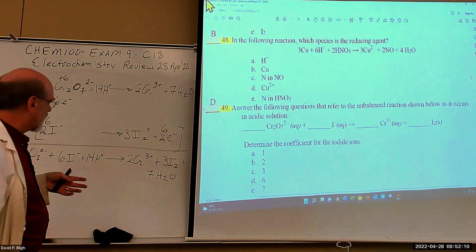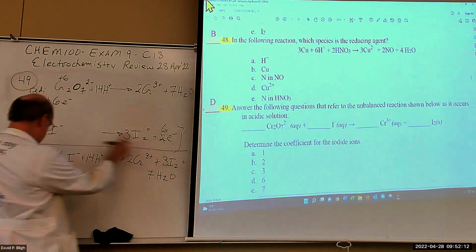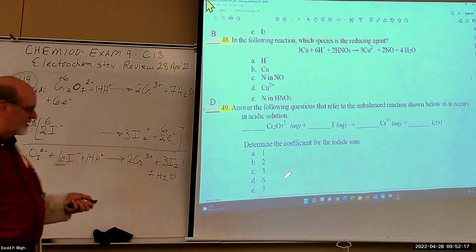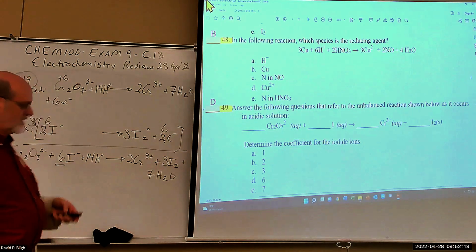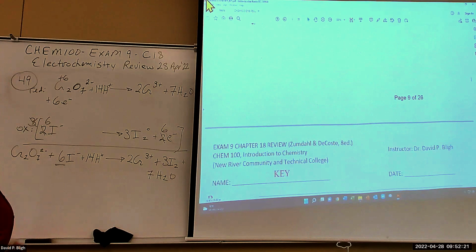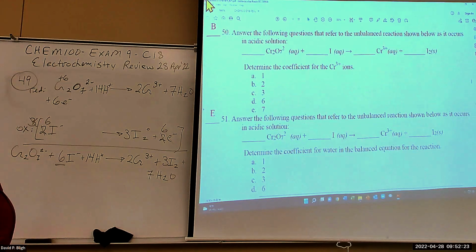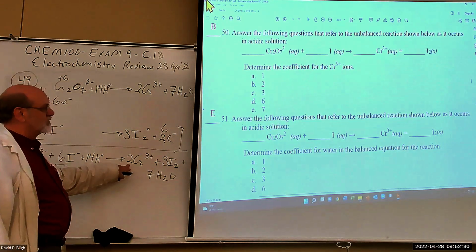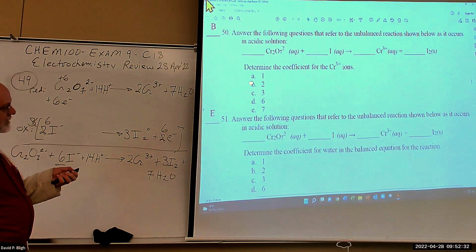What's the coefficient for the iodide ion? Iodide ion is 6. That's it. Okay. We go to the next page. What's the coefficient for the chromate, the chromium 3 ion? 2. There you go, right there.